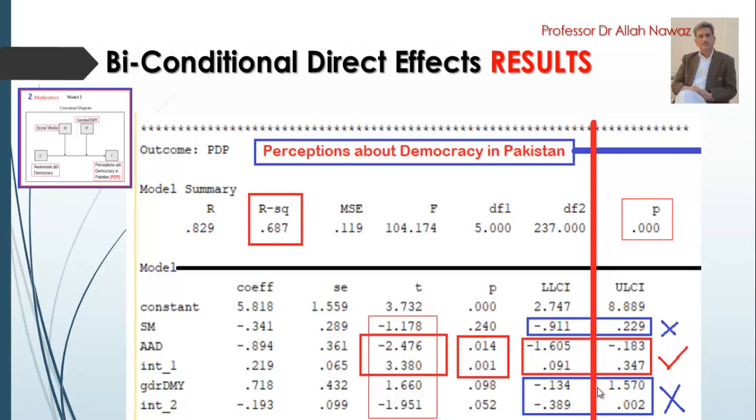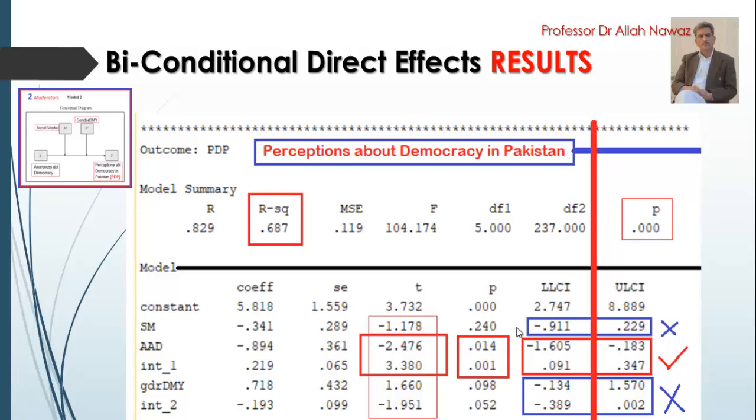And finally, the lower and upper limits of the confidence intervals of both the variables have got minus signs on one of their limits, the lower limits. So the confidence intervals, p-value, as well as t-score are declaring that these two variables are playing an insignificant role in affecting the dependent variable of perceptions about democracy in Pakistan.